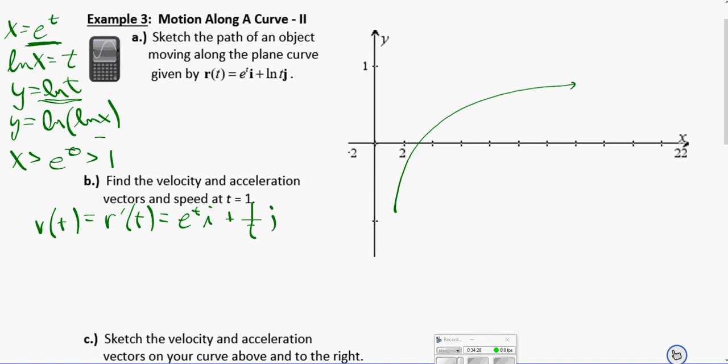So at 1, I get e to the 1 times i. It'd be really nice if the next thing was o, because then I have e i over that. And then I get 1 over 1 times j.